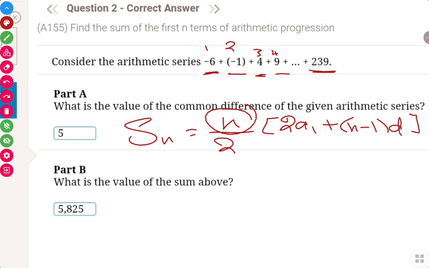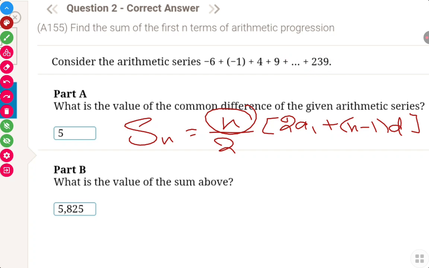So if this was the 10th number, this would be a 10, and the n would be 10. If this was the 20th number, its last number, which means there's 20 terms, n would be 20. So in this case, we don't know what the position of 239 is. We don't know how many. It could be the 10th number, it could be the 20th, it could be the 100th. We don't know because they put dot dot dot. We can't count how many numbers there are.